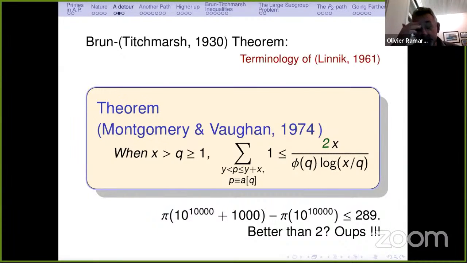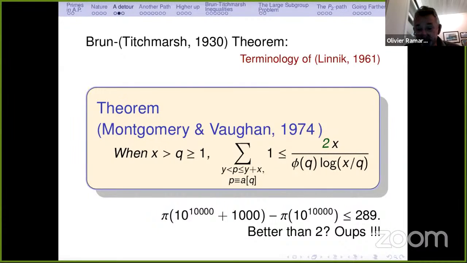The name Brun-Titchmarsh is due to Linnik in 61. In fact, Titchmarsh proved a theorem of a similar flavor, and he was using a method of Brun. So Linnik decided to call it the Brun-Titchmarsh theorem. And now we have Brun-Titchmarsh theorems, different variants of it. This one is a variant due to Montgomery and Vaughan.